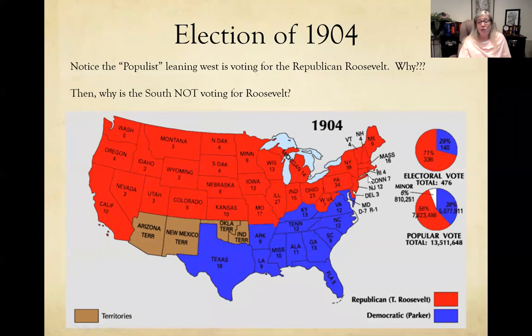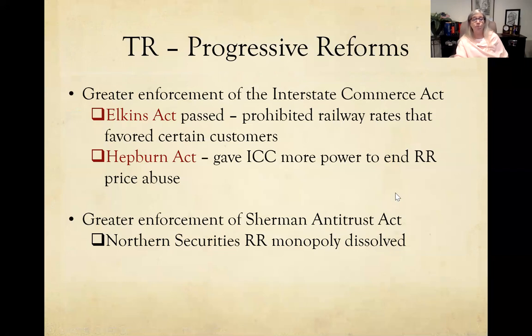So he still gets the votes in the North, largely because the Northerners know that if they vote for a Democrat, it's going to be even worse. So he gets those votes, but he's largely elected on the votes coming out of the West. So the South is still not voting for Roosevelt because they refuse to vote for a Republican who they still associate with Abraham Lincoln and the bitterness over the loss in the Civil War.